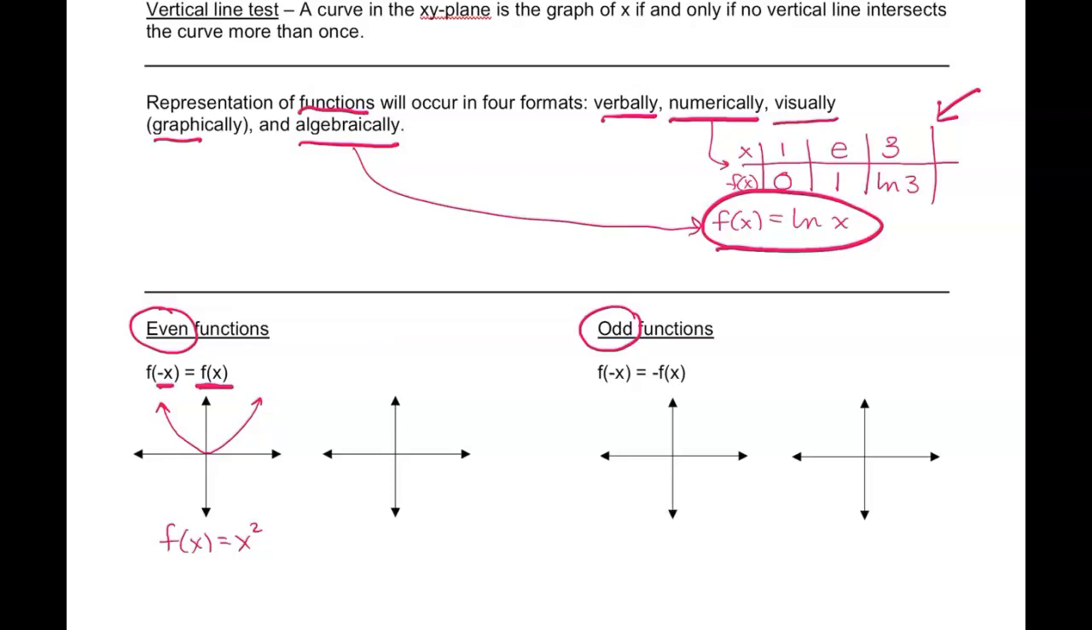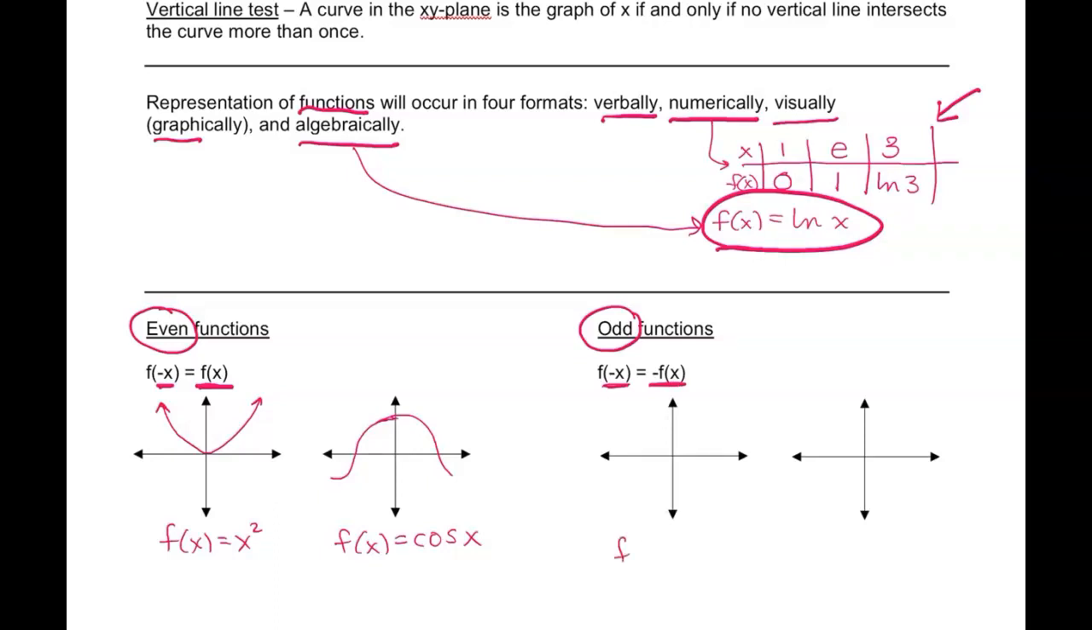Another common function that's even is cosine. So here's cosine. I'm going to sketch that in. Cosine is also symmetric with respect to the y-axis. Now an odd function, if you enter the opposite of x into the function, your output will be the opposite of the function itself. This takes on symmetry with respect to the origin.